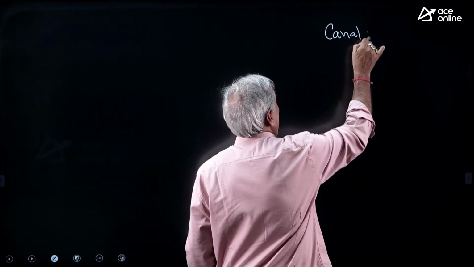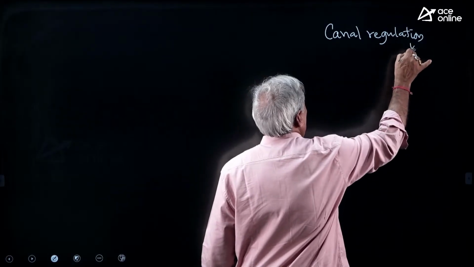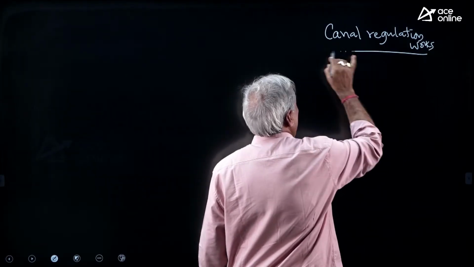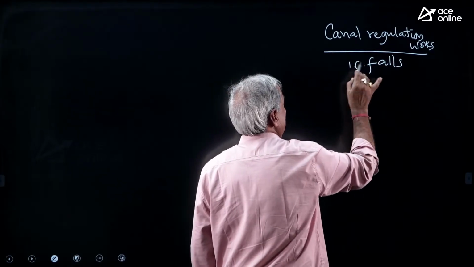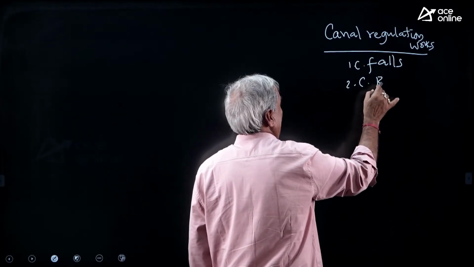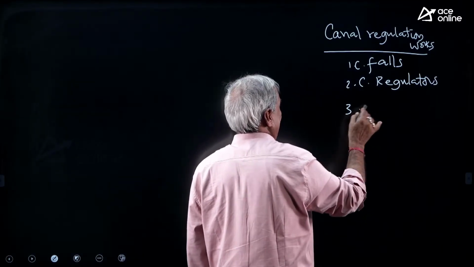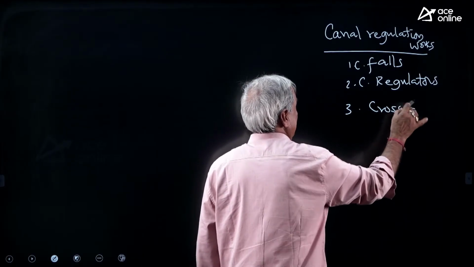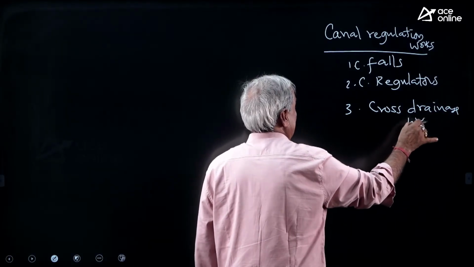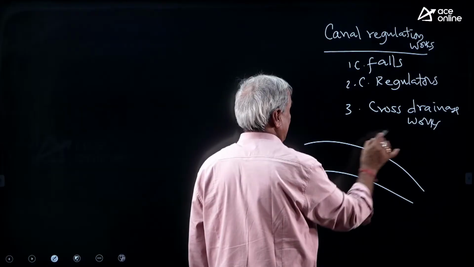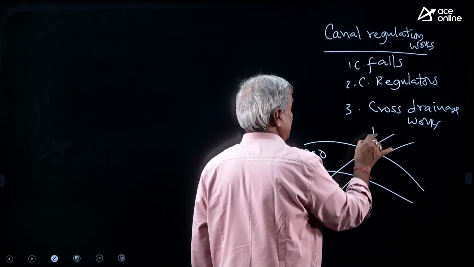as most of you know, one of the common areas where questions are asked is canal regulation works. In this, they may ask about canal falls, they may ask about canal regulators. Most important is the cross drainage works. In cross drainage work, they will give the details of the canal and drain. One canal is going like this, one drain is like this. Here canal discharge 200, drain discharge 20.